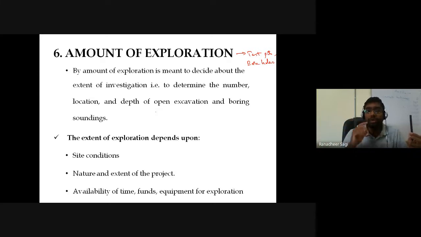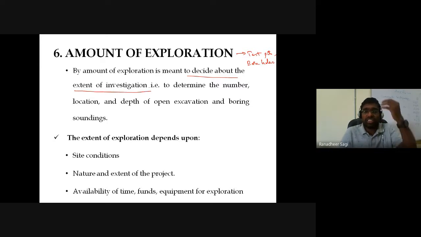So it is very important for us to know what should be the depth of the borehole and how many boreholes are to be made in that particular site, to get a clear understanding about your site area. Okay, so the amount of exploration is to decide upon the extent of investigation, to what extent both in the lateral direction as well as in the vertical direction you should extend your investigation.